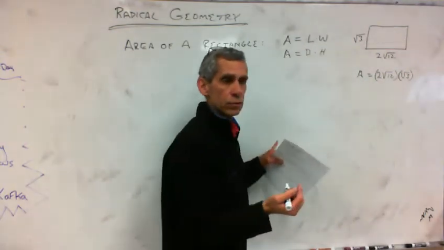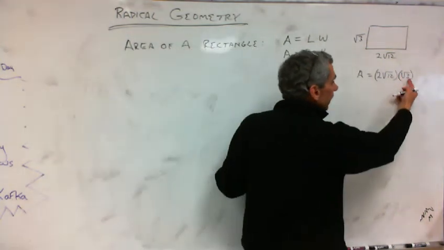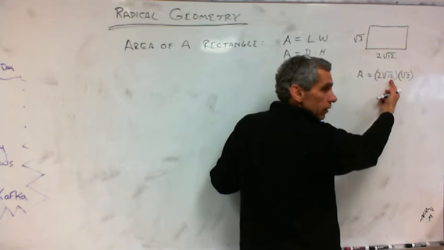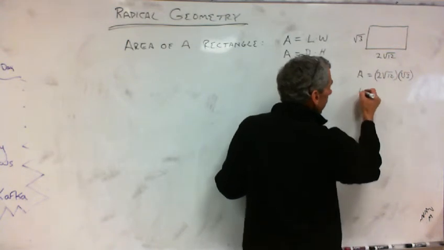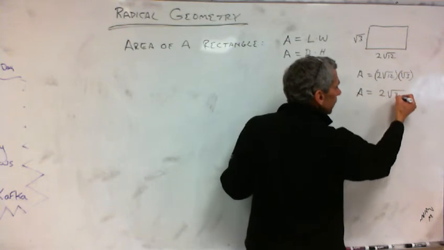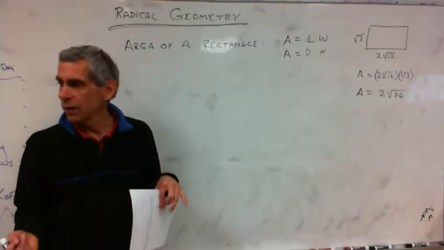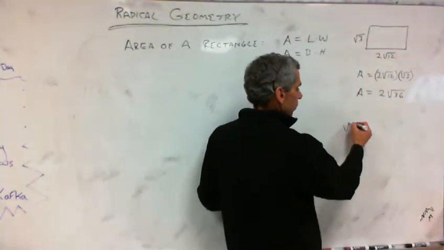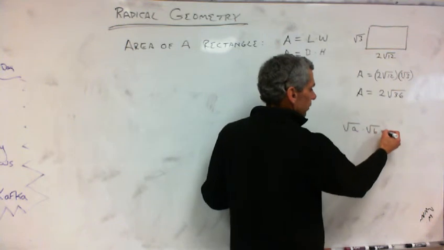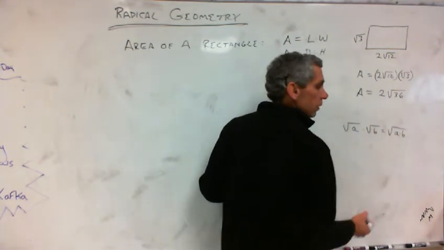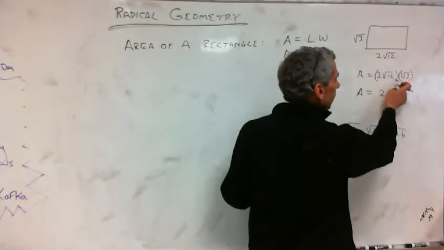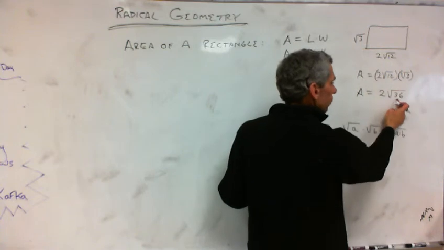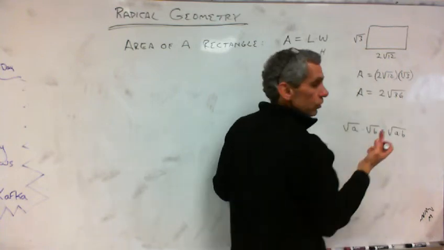Now, what would I do? So write this down. What's underneath the square root sign here gets multiplied with what's under the square root sign here, right? 3 times 12 is 36. So my answer is A is equal to 2 times the square root of 36. Now, can I go any further? Wait, how'd you get that? Remember the rule that says the square root of A times the square root of B is equal to the square root of A times B. If you're multiplying, you take the things under the square root signs and put them under the same square root sign and multiply them. 3 times 12 is 36, right?